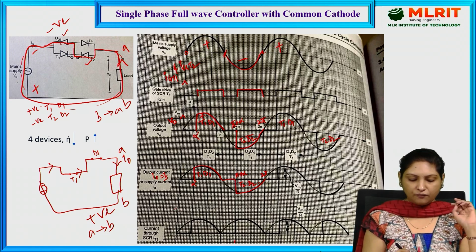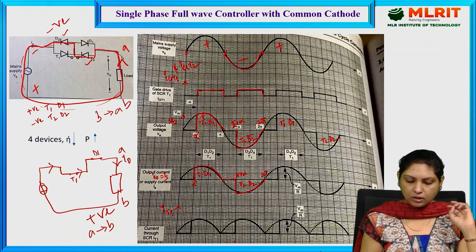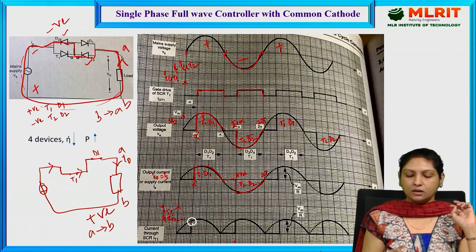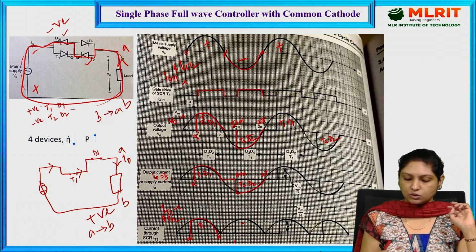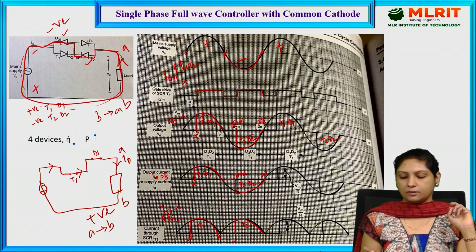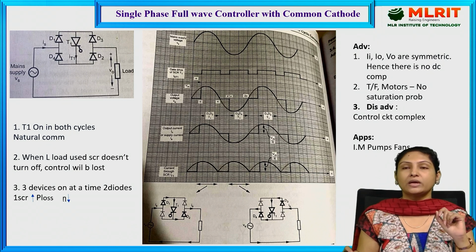And this is the waveform for the current through the thyristor 1. When it is conducting from alpha to pi, we are getting the waveform for the current through the thyristor 1. And this is the current through the thyristor 2. This waveform is present right from pi plus alpha to 2 pi only, when the thyristor is conducting current through the load. Again, the cycle repeats.